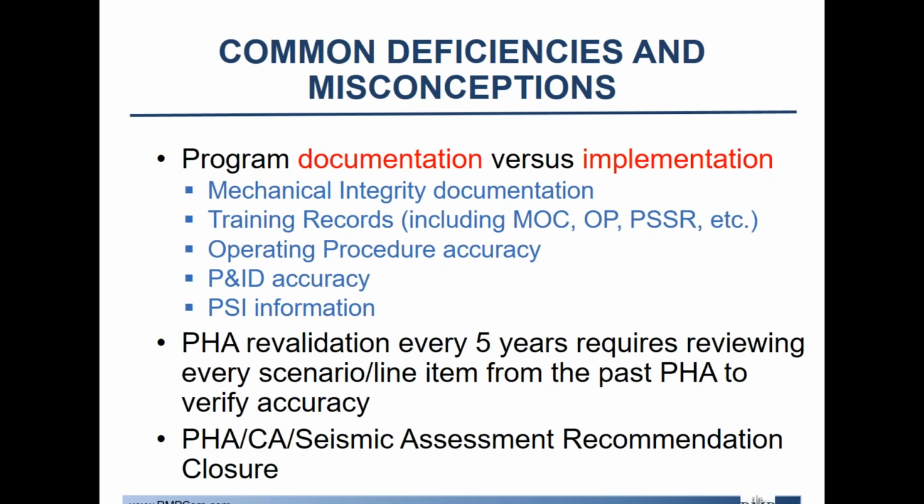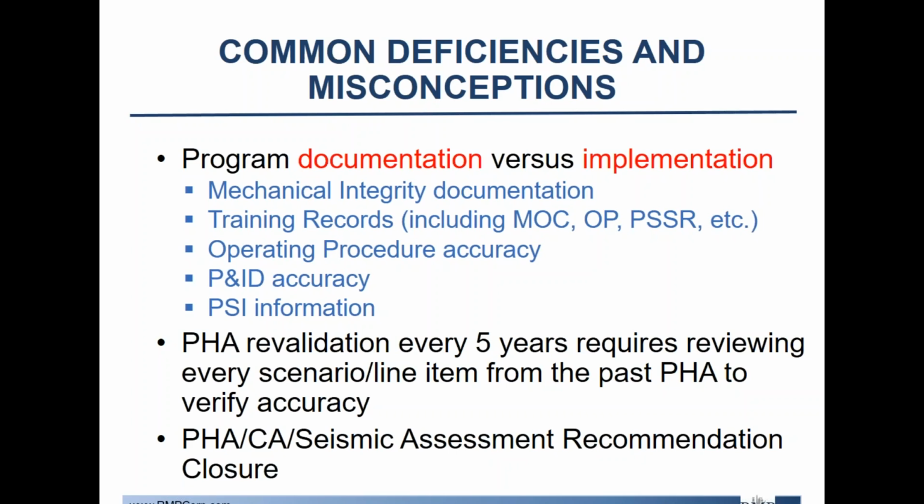Same thing with the training records. Have a list of the training records, a tracking document that tracks when people need to be trained, when refresher training is due, and lists who's been trained and what's been used to verify that they know the material in the training. If you have everything in one place, it makes it a lot easier to review.